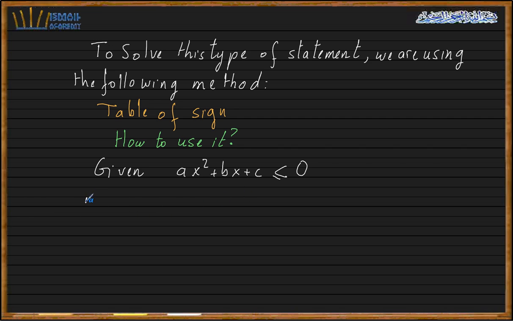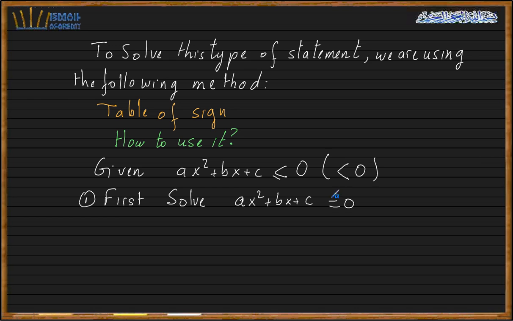First, find the zeros that make this expression equal zero, which means solve ax squared plus bx plus c equals zero. Even if you have less than zero or any inequality, the first step is to solve for the zeros of that expression. That means make this expression equal zero and look for the values that make it equal zero, using the quadratic equations concept.